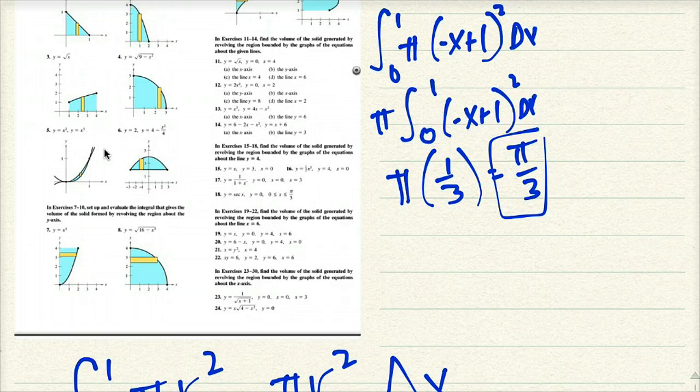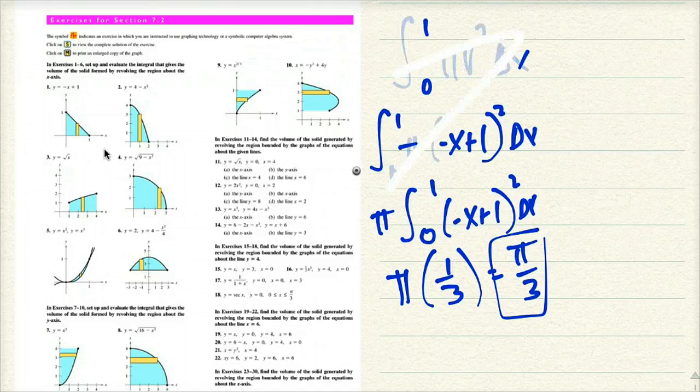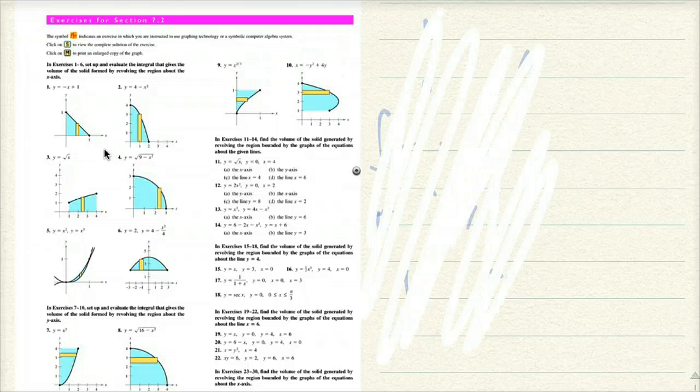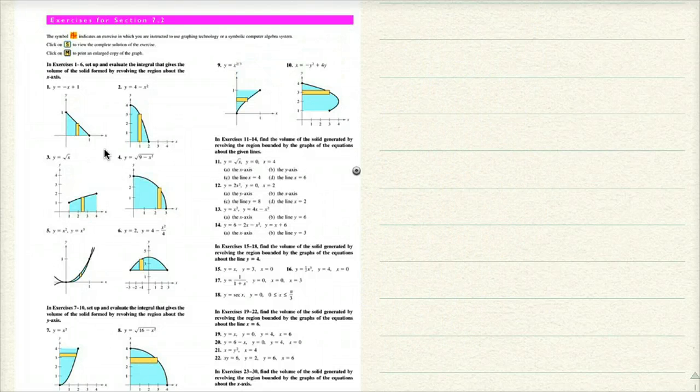The question that I have is number 7 and 9. That's where a lot of you got confused. So let me erase this part right here and do 7 for you guys, and I want you guys to redo 7 and 9. Okay? So this is what it looks like.